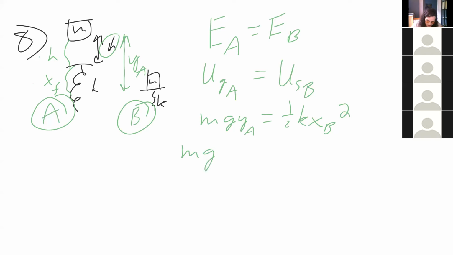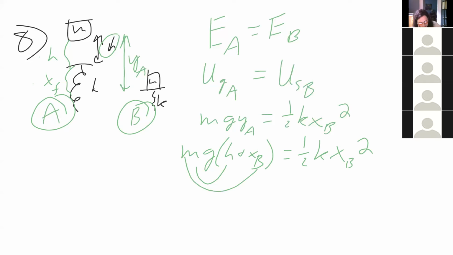So this would be mg(h plus x final) is equal to 1/2 k x final squared. We've called x final x sub b, so let me use the same subscript here. So we have mg(h plus x_b) is equal to 1/2 k x_b squared. And as far as solving here, this will be a quadratic since we're solving for x sub b. So you would distribute your mg through the parentheses. You get all your terms on one side, and then you can solve the quadratic however you want to.